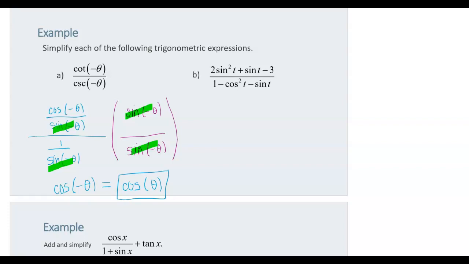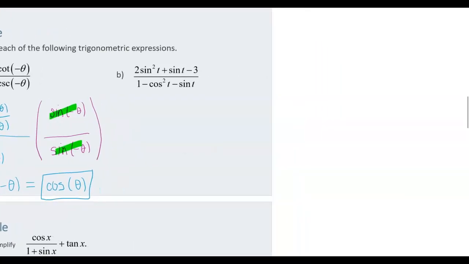Looking at letter B, what I have in the numerator looks like something that I might want to try to factor. And then in the denominator, I've got two different trig functions, and so I want to try to rewrite that in terms of one trig function. Since the majority of what I'm seeing is sine, I probably want to try to change that cosine squared also into sine squared. So let's look at the numerator first.